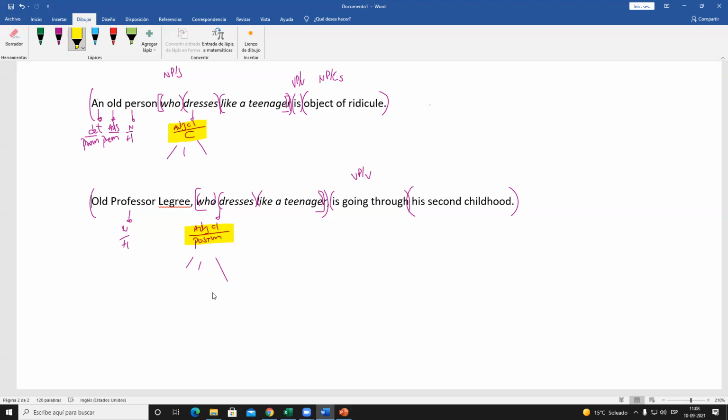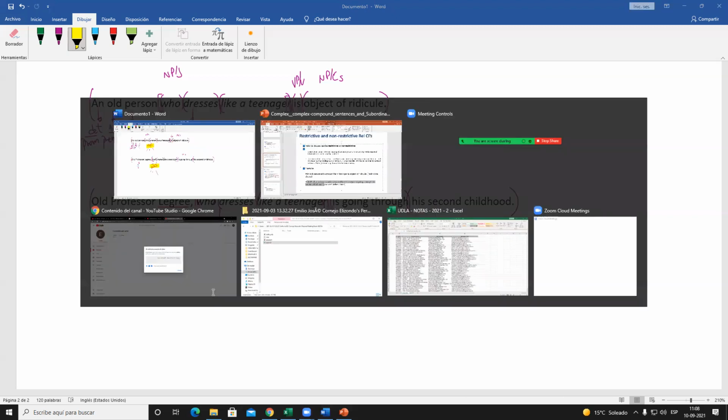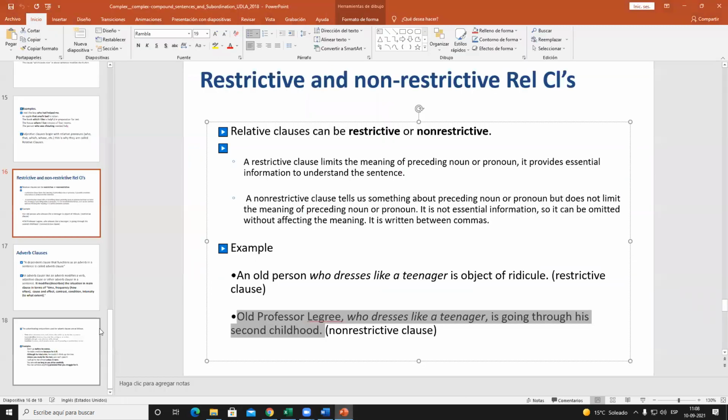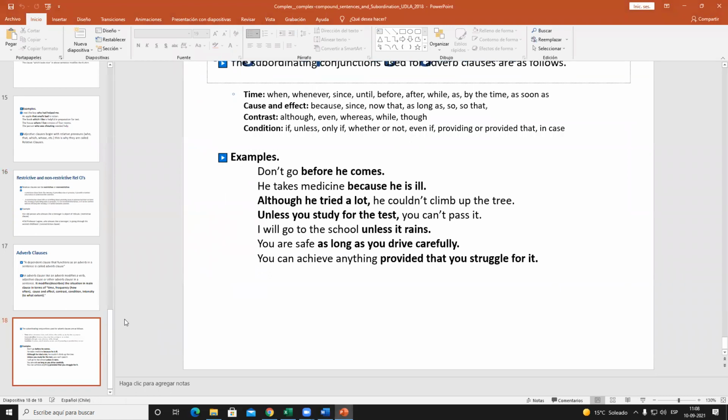¿Más dudas? ¿Estamos? Estamos. Último, terminamos.